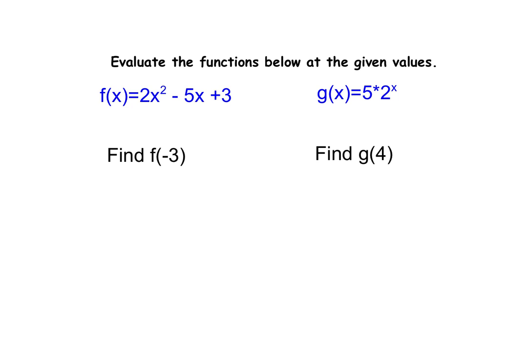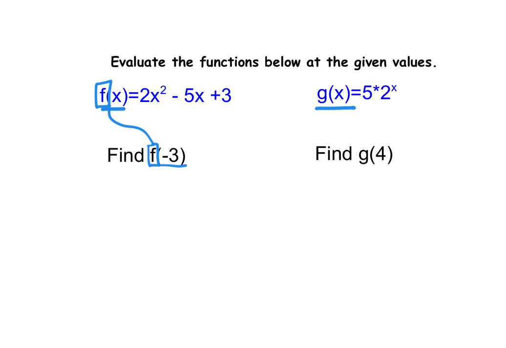On this page, I purposefully put two functions, f of x and g of x, so that we actually have to decide which one we're going to use for each problem. For this first one, it says find f of negative 3. Because we have the f here, that's telling us we're going to use the first function. Those names are important. That's why we use function notation.